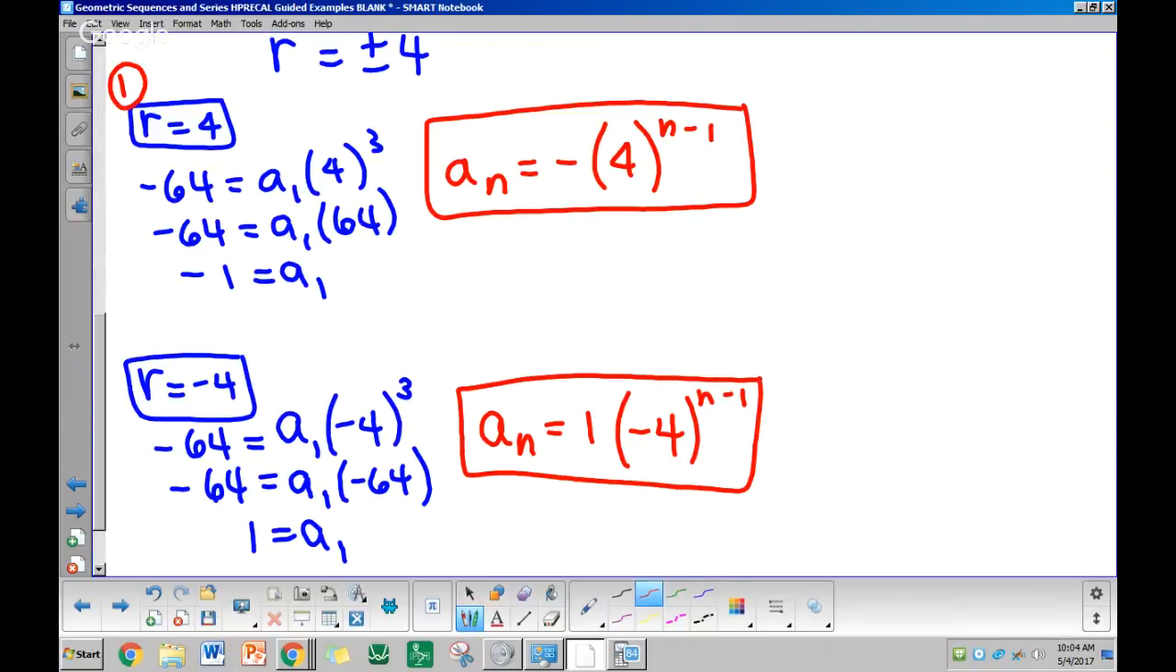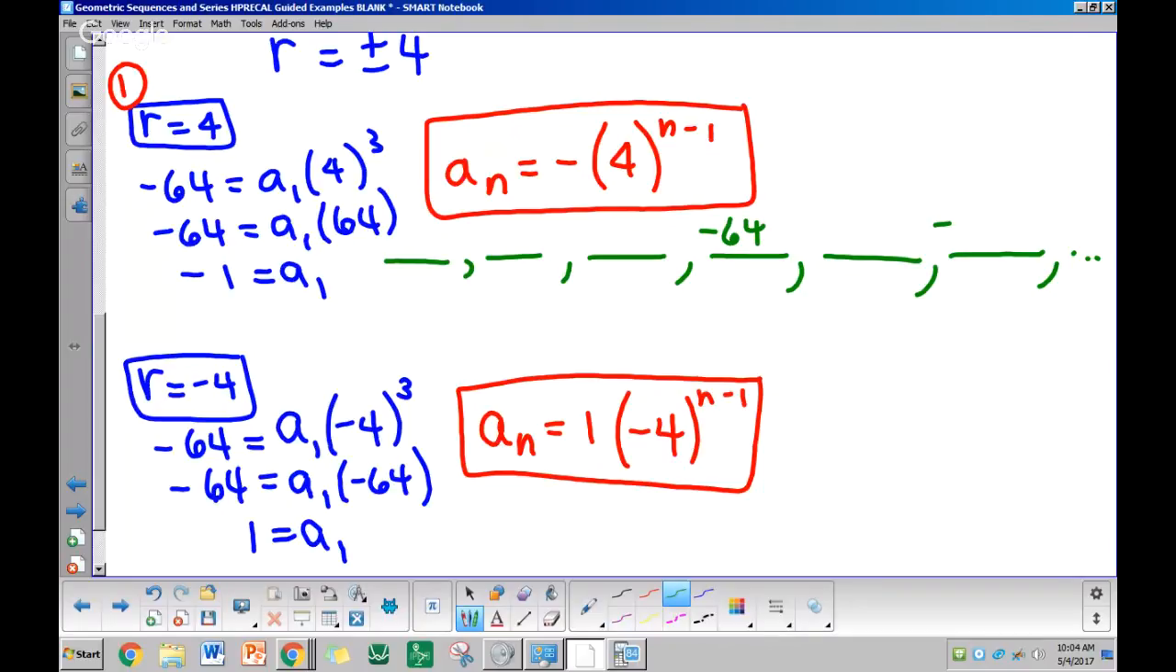So let's see what happens here. 1, 2, whoops. 2, 3, 4, 5, 6. And they told us that the fourth term was negative 64, and the sixth term was negative 1024, right?